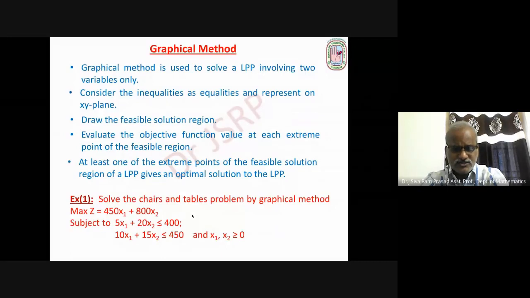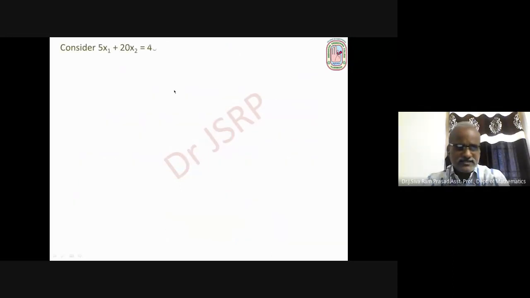Okay, right. So I have to solve this problem using graphical method. So this problem involves only two variables. So we can apply graphical method to solve this problem. So first step is we represent inequalities on xy plane, that is on a graph. For that, we consider inequalities as equalities and represent on xy plane. Okay. So first consider first equality, 5x1 plus 20x2 equal 400. Let it be equation 1.